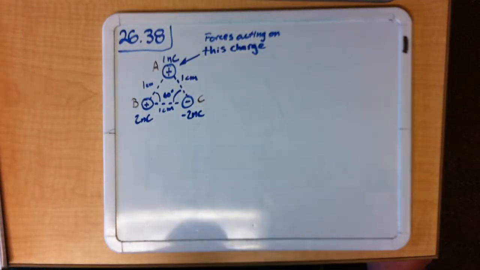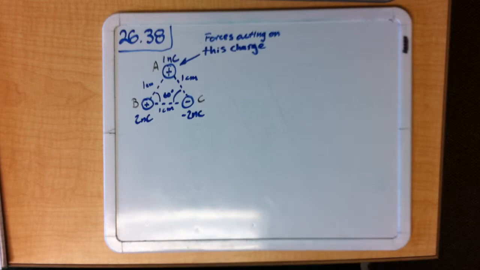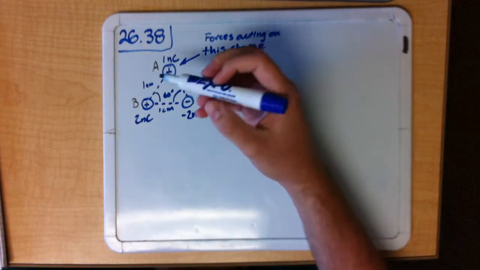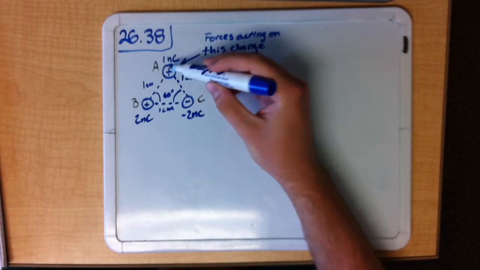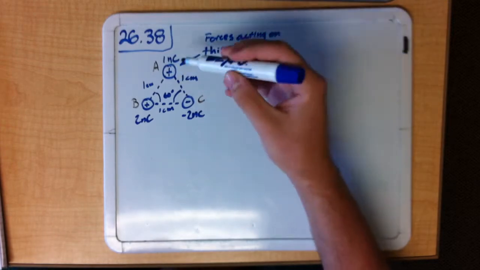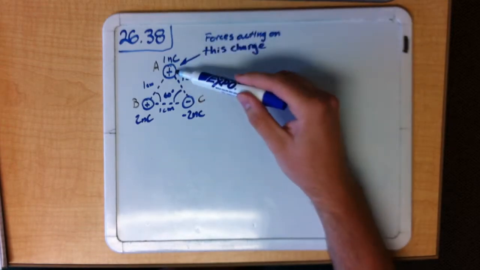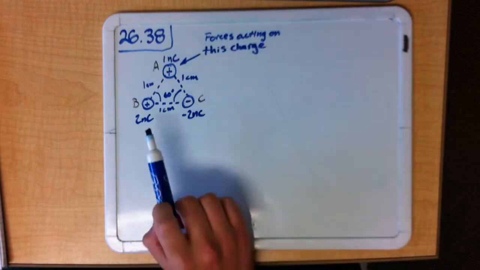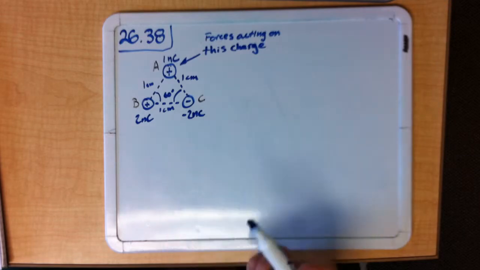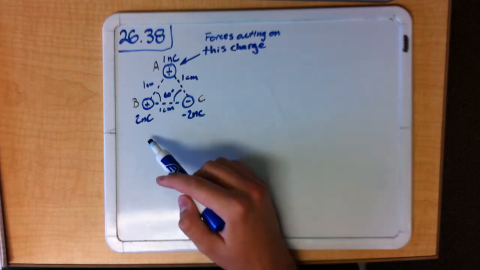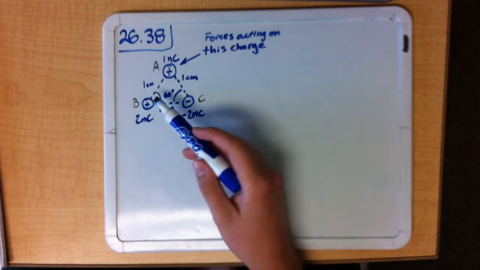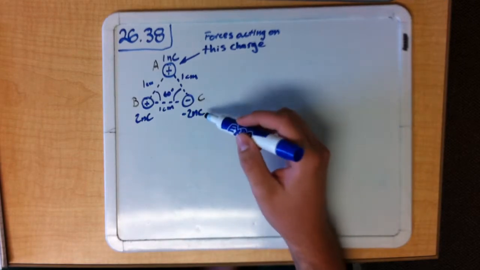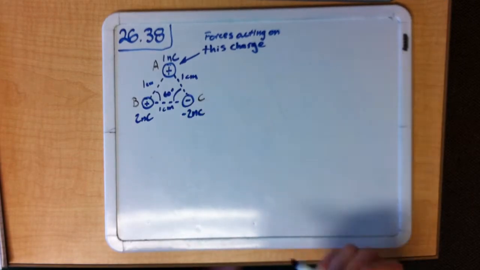Alright, so I'm doing this problem, which is a force problem, and it involves 3 different charges. The 2 charges right here are going to be affecting this one. We're trying to find the forces acting on this individual charge. This charge is a 1 nanocoulomb positive charge, and the 2 charges that are affecting it are a 2 nanocoulomb charge 1 centimeter away, and then a negative 2 nanocoulomb charge another centimeter away.